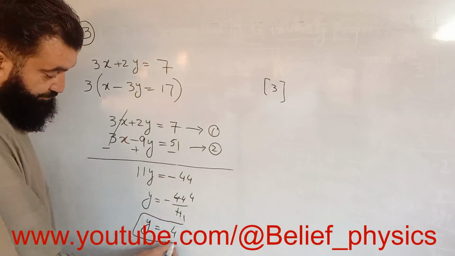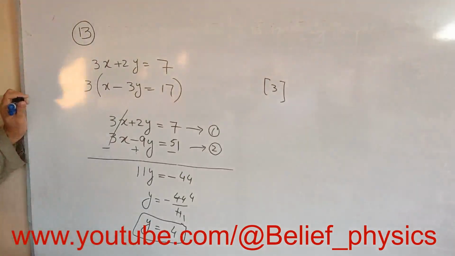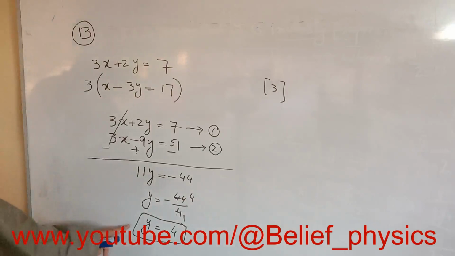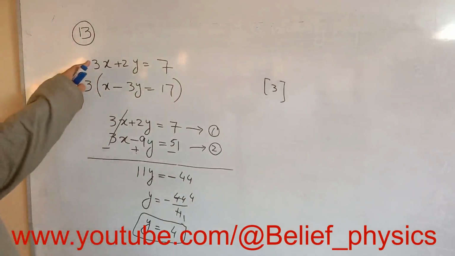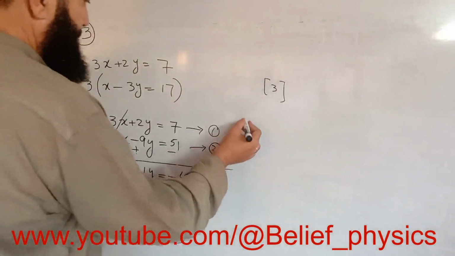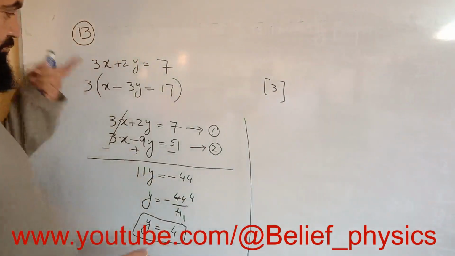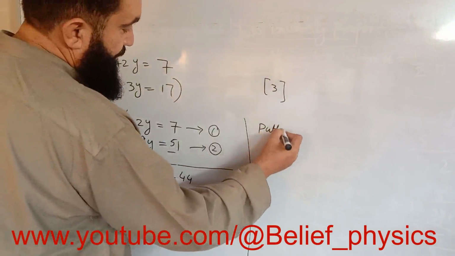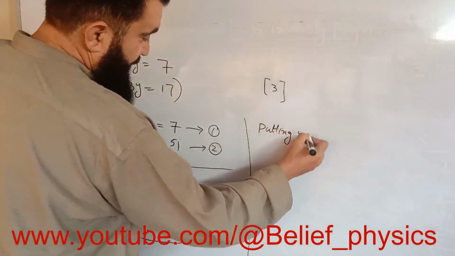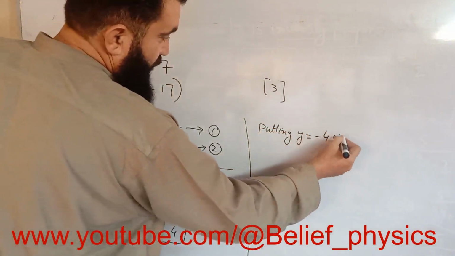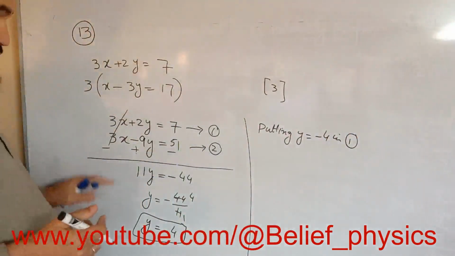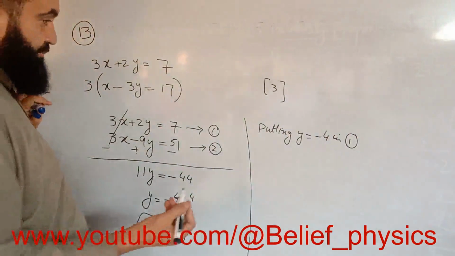This is y. Now we have to find x. In order to find x, we can put this value of y in any of these equations. Here we put it in equation number 1, putting y is equal to minus 4 in 1. You can put in any equation, and with y equal to minus 4 you get the same answer.